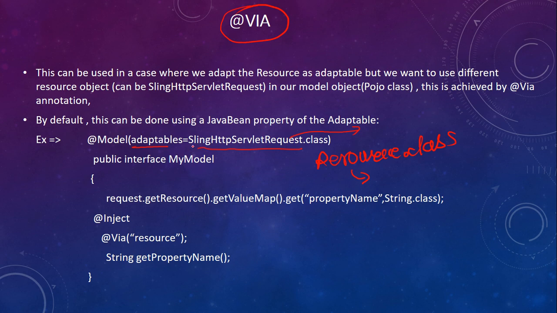But still, if you have used this SlingHttpServletRequest, and your inject supports Resource.class, then in that case you can simply mention @Via. So right now we are in the SlingHttpServletRequest, but the annotation I'm using is related to Resource.class, then you can simply use this @Via, and here you can mention this resource.